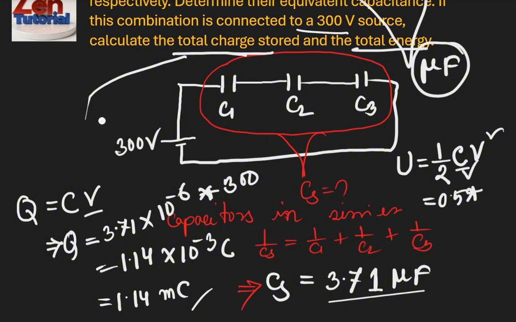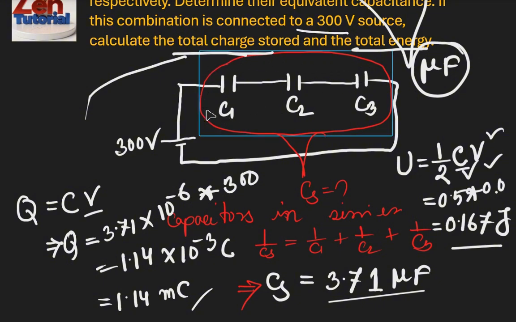After plugging in these values, the final result will be 1.167. This is the total energy of this capacitance. I mean the total stored energy by this series combination of capacitors, that is 1.167 joules.